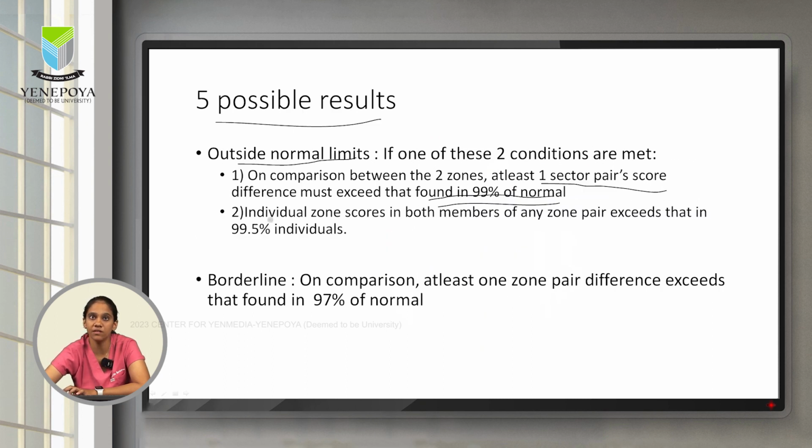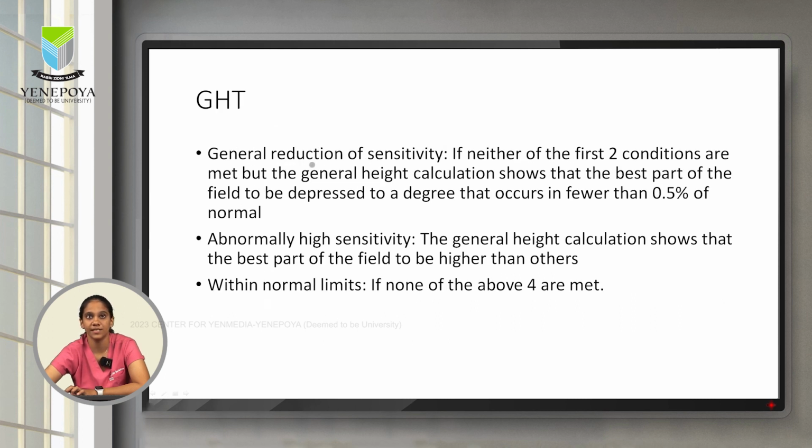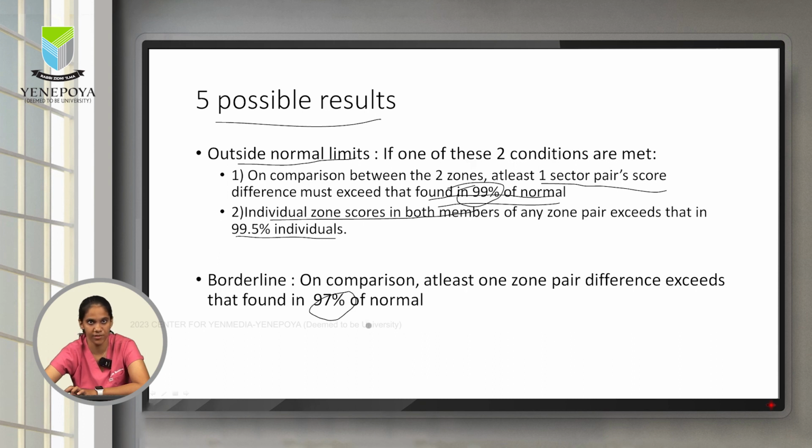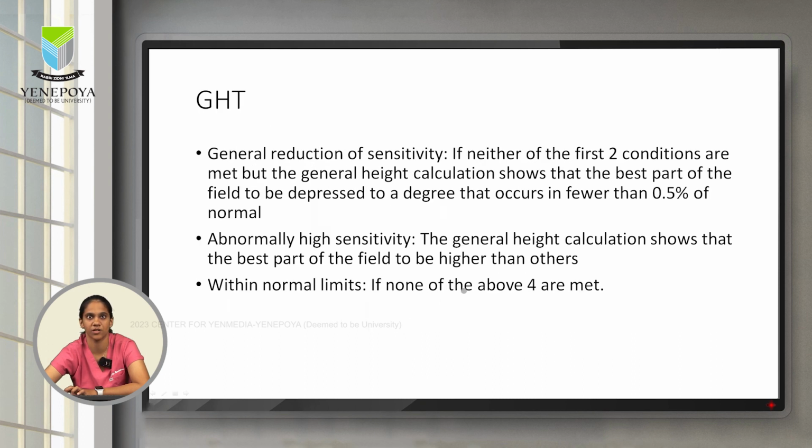Or if individual zone scores in any zone pair exceed that in 99.5% of the individuals, that also is called outside normal limits. Borderline, this 99% just becomes 97%. That is when you call it borderline. Generalized reduction of sensitivity is when none of these conditions are fulfilled. All these three conditions are not fulfilled.